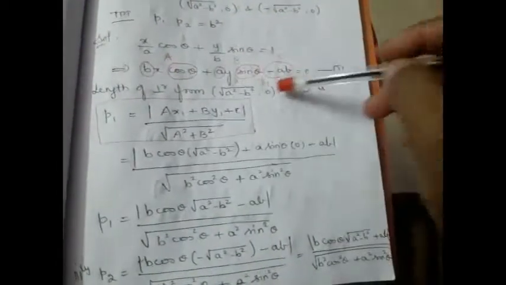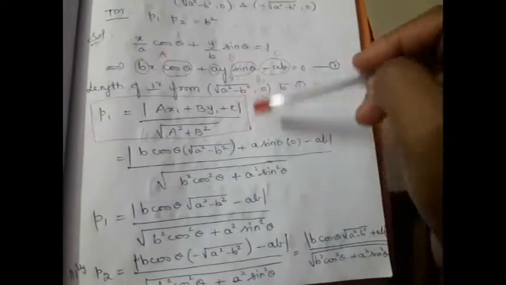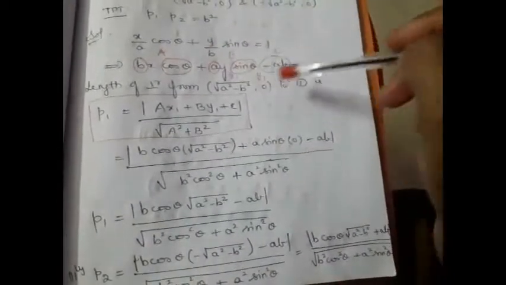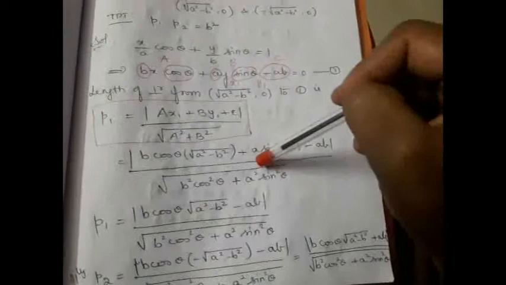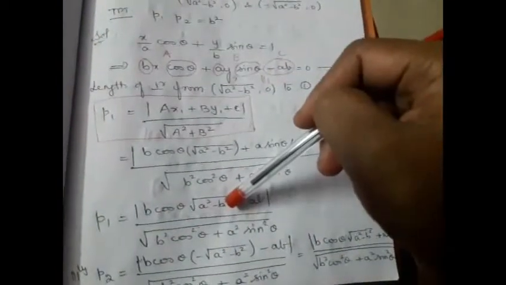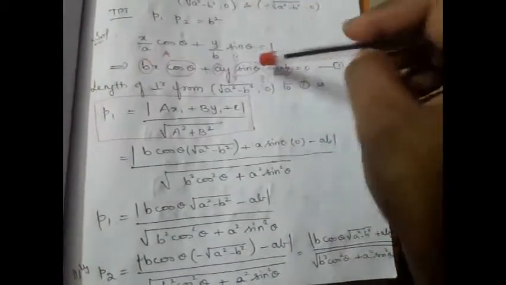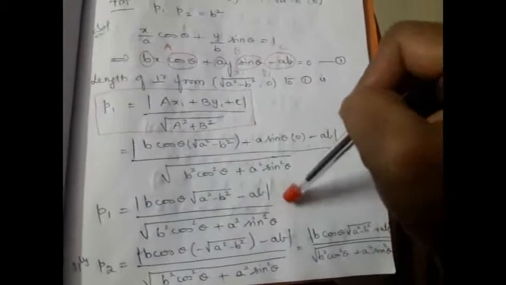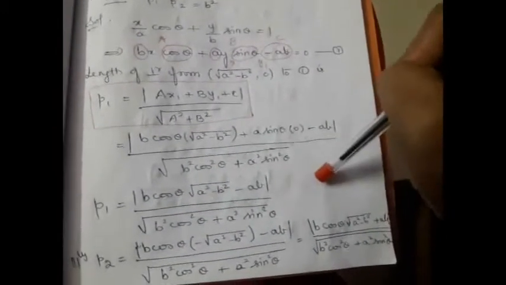Now substitute in P1: modulus of b cos theta into square root of a square minus b square plus a sin theta into 0 minus ab. Anyhow, this term will become 0. So we got modulus of b cos theta into square root of a square minus b square minus ab, divided by square root of a square plus b square. We cannot resolve this further, so keep it aside.